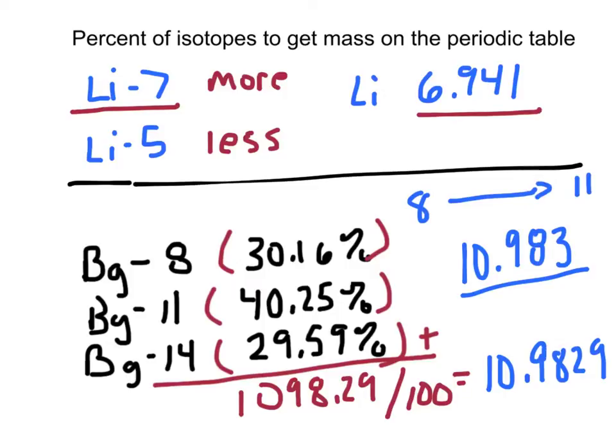Now, I can tell that this is a good number because it is between 8 and 11. If it's not between the isotope numbers, if it's outside of that range, then I know that's not a right number and I've done something wrong. So you should be able to do this calculation like I've done and get an answer to be able to report.